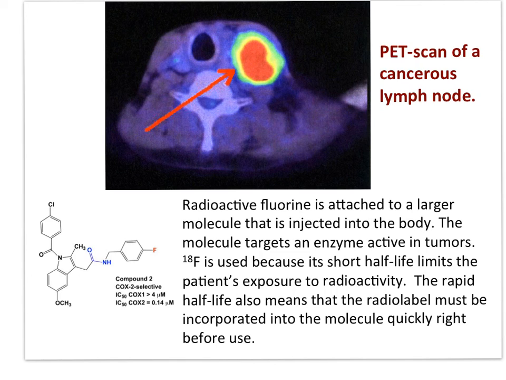COX-2 is injected into the body and targets an enzyme active in tumors. COX-2 targets a protein, an enzyme, in tumors, and the radioactive fluorine is seen in the PET scan, providing a diagnosis of cancer. Now, this is a protein tracking experiment that provides a diagnosis of cancer.